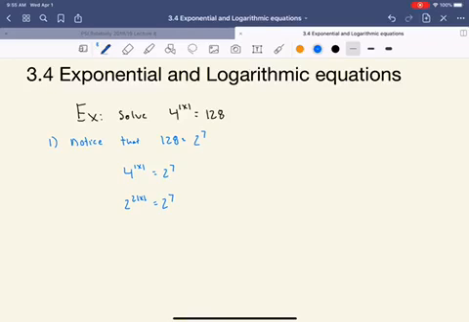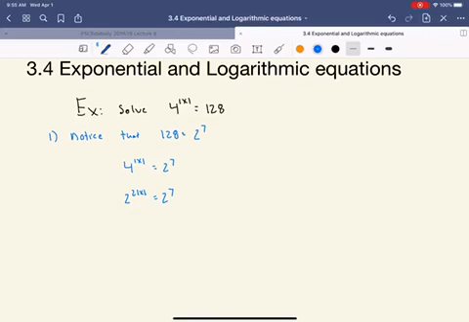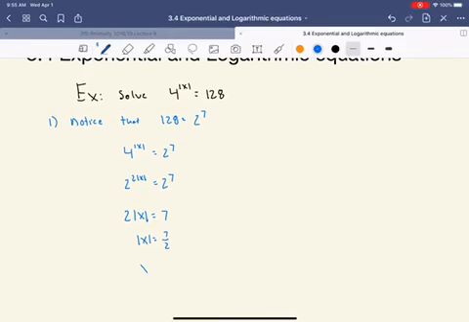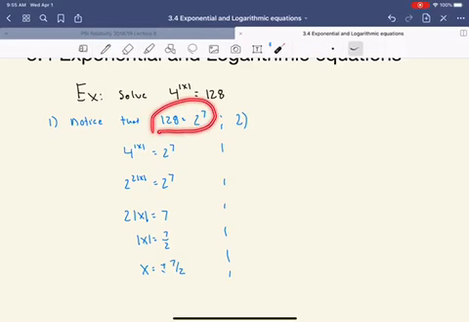Now, once we have the bases being the same, you can say 2 times absolute value of x is 7. Absolute value of x is 7 halves. So x is plus or minus 7 halves. Perfectly acceptable way to solve it, but it requires you noticing that 128 is 2 to the 7th, or 128 is a power of 2.